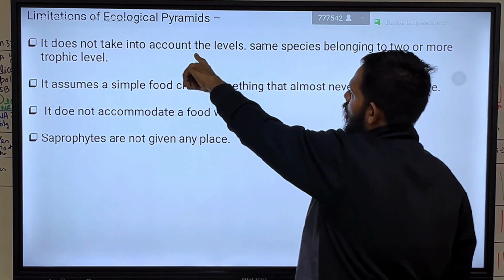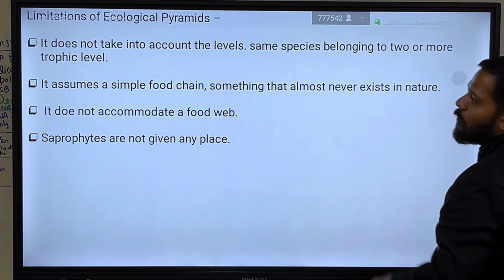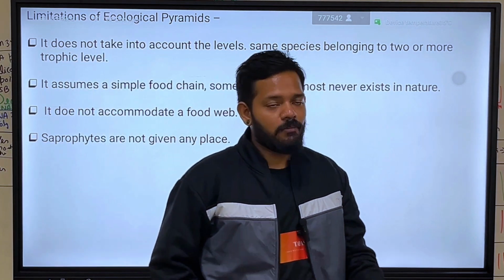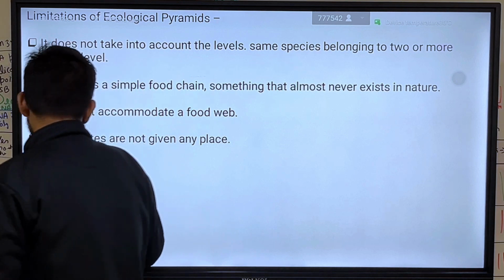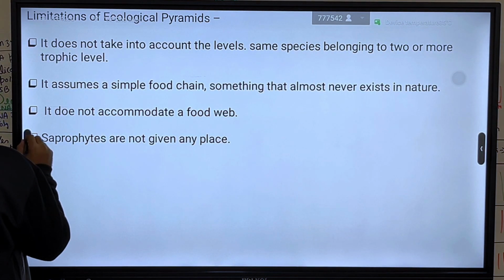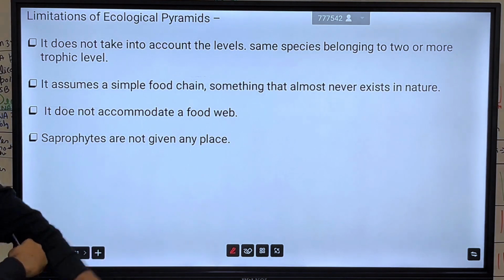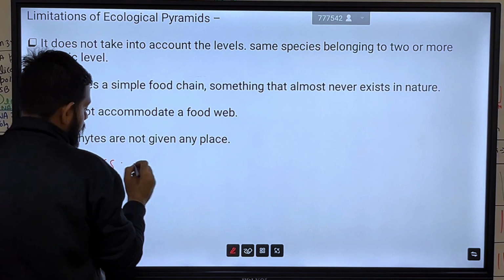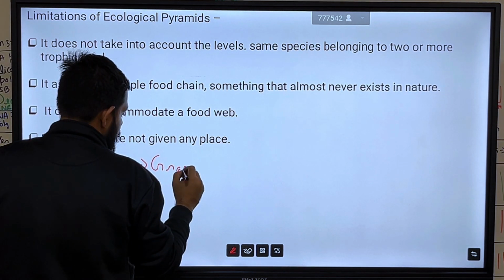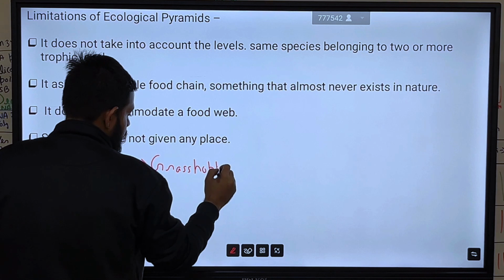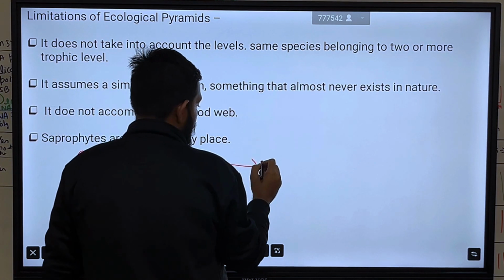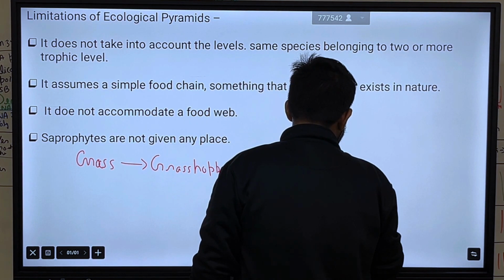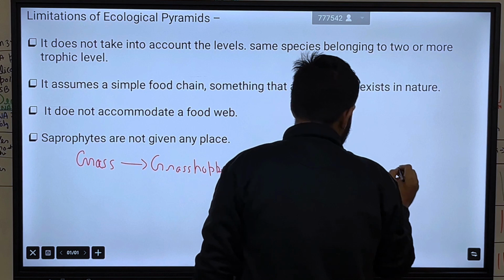Next, it does not take into account the same species belonging to two or more trophic levels. I will explain this by an example. There is one food chain in which you have grass, which is eaten by grasshopper, grasshopper eaten by frog, frog eaten by snake, and snake eaten by hawk.